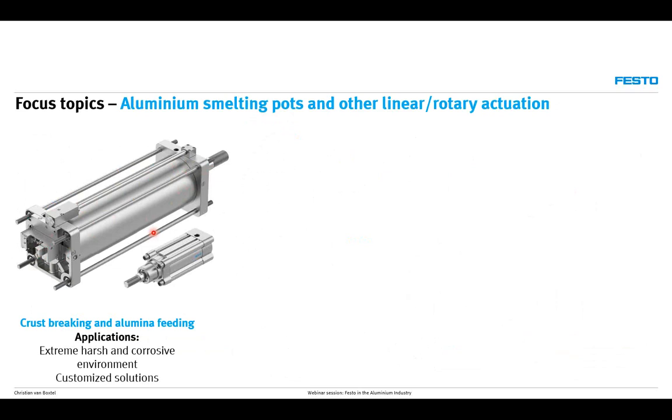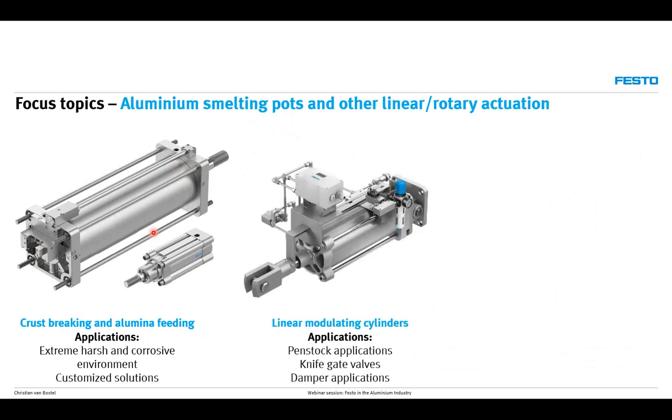Aluminium smelting is one thing. I would also like to take this opportunity to highlight some other linear and rotary actuation concepts. For example, if they are looking into penstock applications, knife gate valves, or damper applications, we can make these linear cylinders in a modulating version. Here we see a concept of a cylinder with an integrated filter regulator, pressure switches, additional on-off valves, and a positioner with a displacement encoder. We as Festo see these products commonly used, and these are all individual components put together with individual fittings. And in the industry, we typically see that these components create the possibility for leakages.